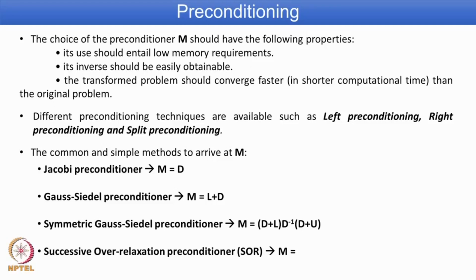Such a method is called Jacobi preconditioning. The second one, the Gauss-Seidel preconditioner, where the lower triangular part plus the diagonal is used as the preconditioner M. The third option available is the symmetric Gauss-Seidel preconditioner, and M in such a case is given by this expression: D plus L multiplying D inverse and then D plus U. The last one is the successive over relaxation preconditioner, SOR, where M is defined as the product of 1 by omega multiplying D plus omega into L, where omega is a relaxation parameter.